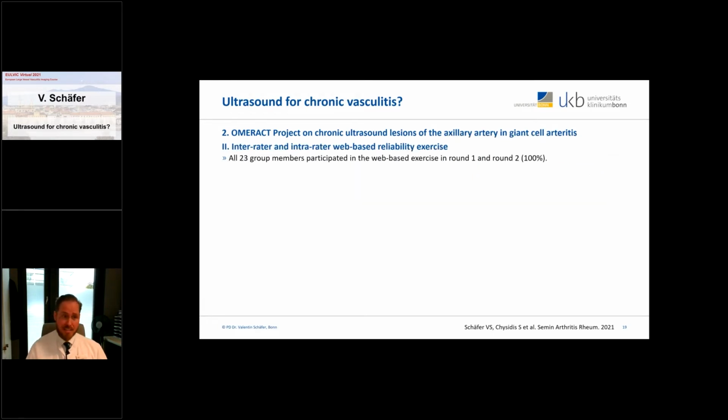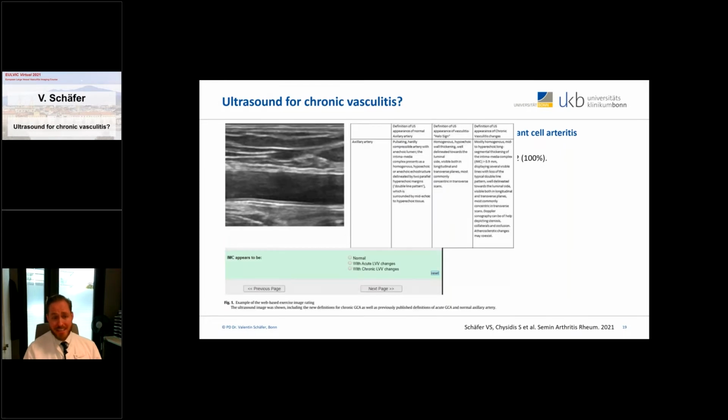And then we went to the second step, where Stavros Christidis helped me a lot, because first we wanted to test these definitions on images in a web-based exercise. This web-based exercise consisted of 150 images: 50 images of acute GCA, 50 images of chronic GCA, and 50 images of the normal axillary artery. And for each of those, 15 images had measurements, as we incorporated, of course, also a cutoff value into the definition. And this is how it looked.